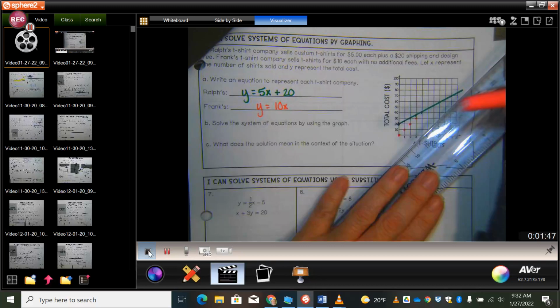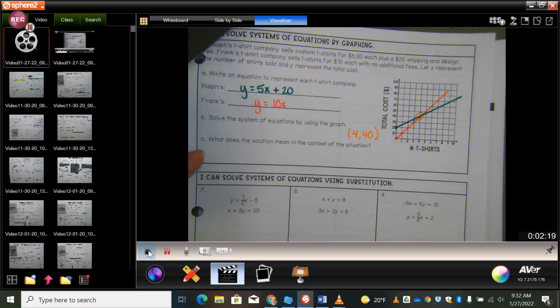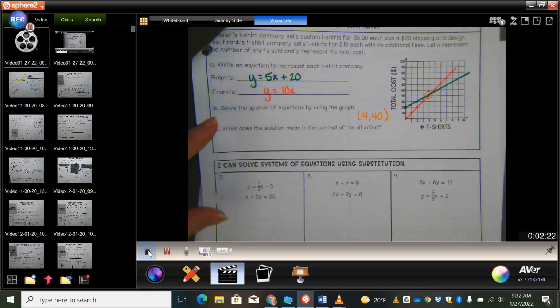And you guys, quite often my camera will stop. I'll always catch back up, just so you know if it freezes for a minute.